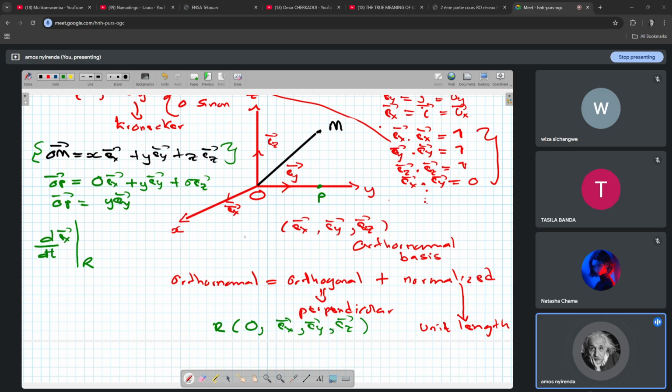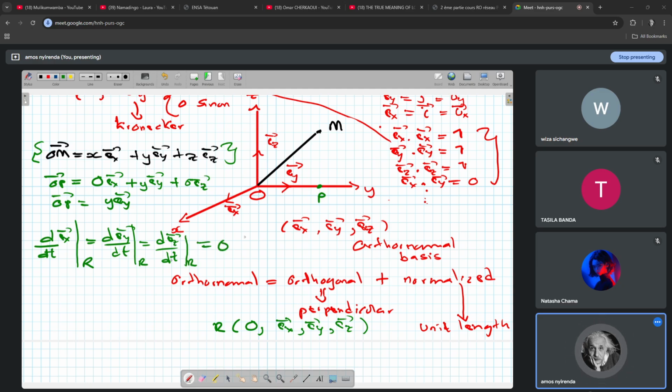If we add the time dimension, we'll have a reference frame. The difference between a repère and a référentiel is that a repère is, to simplify things, without the time dimension. But for a référentiel, we add the time dimension. So that's why here I'm saying the derivative of EX with respect to time is equal to the derivative of EY with respect to time in the reference frame R, which is also equal to the derivative of EZ with respect to time in the reference frame R, and this is going to be equal to 0.